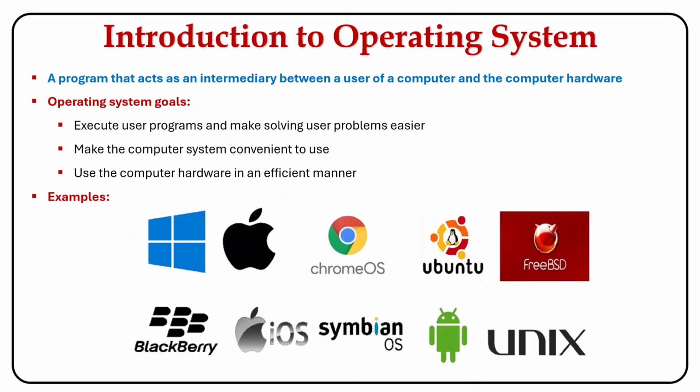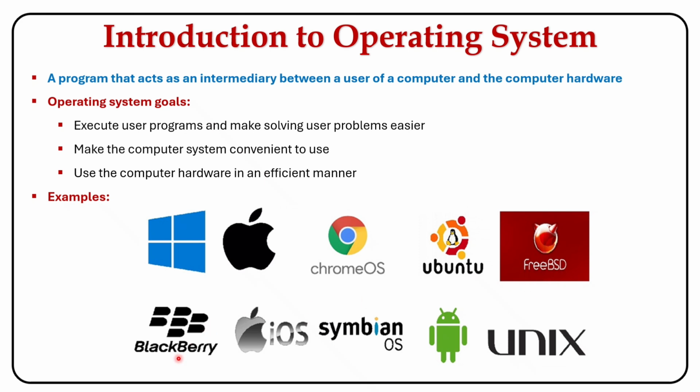Now let's check out a few examples of operating systems. First comes Microsoft Windows, which is commonly used on personal computers and laptops. Next, Mac OS. Mac OS was developed by Apple for Mac computers. Next, Chrome OS. It is developed by Google for Chromebooks. Ubuntu, a popular Linux-based operating system that is free and open source. Next, FreeBSD. It is a Unix-like operating system known for its stability and security.